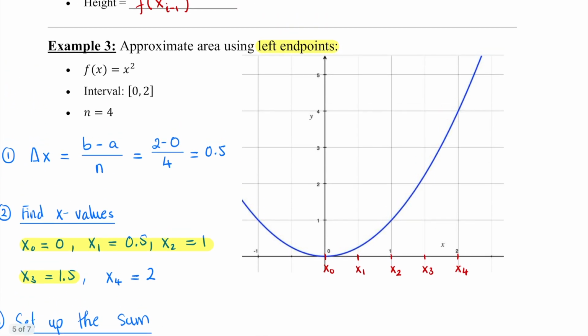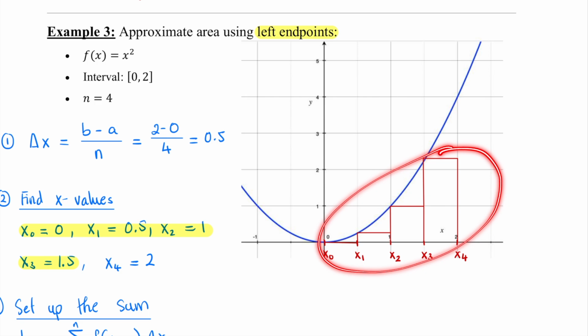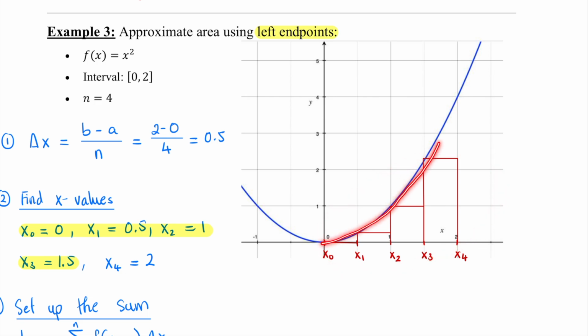Now let's look at the graph. All rectangles use the left side. They stay below the curve, so the total area is slightly smaller than the actual area. The left endpoint approximation gives an underestimate when the function is increasing. Next, we'll look at the right endpoint method and see how it compares.